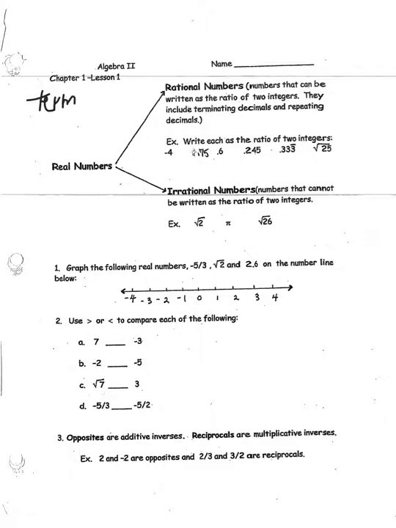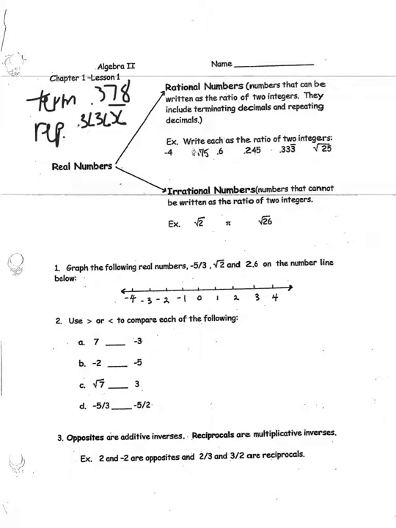such as 0.378, or you could have a repeating decimal such as 0.363636, and so on. In our examples here, it says write each as the ratio of two integers.